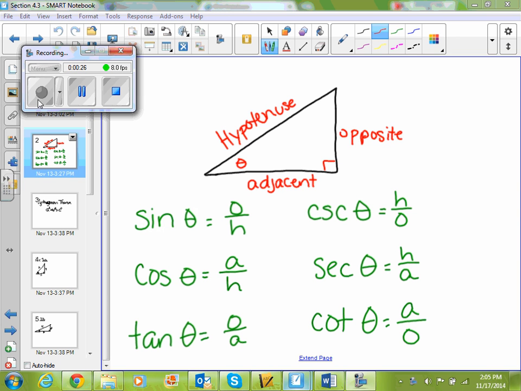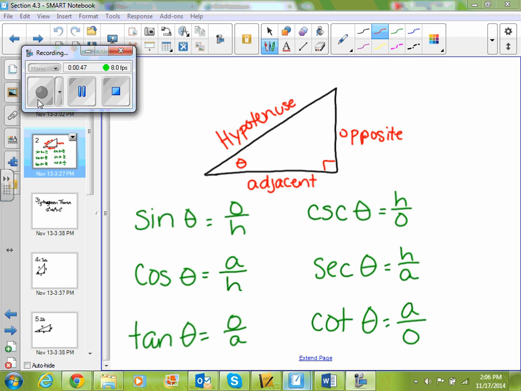Cosine is your adjacent side, so your connected side, over your hypotenuse. Tangent is your opposite over your adjacent, and these are usually abbreviated, so SOH CAH TOA. That only gives you your first 3, and then your inverse functions are going to be them flipped over.